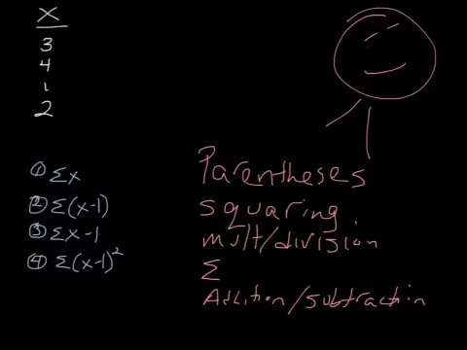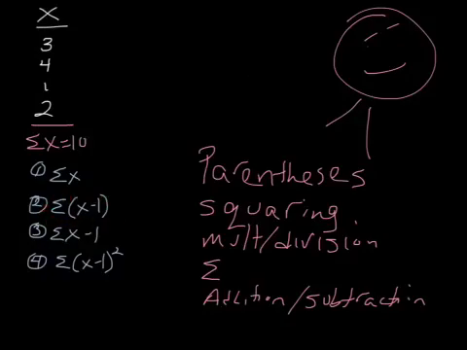We are asked to find the sum of scores. We're asked to find this, and this. So the sum of scores is the simplest one to find. So that would be 3 plus 4 plus 1 plus 2, which gives us 10.